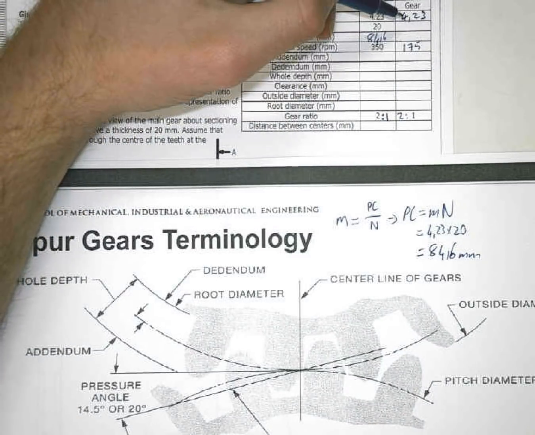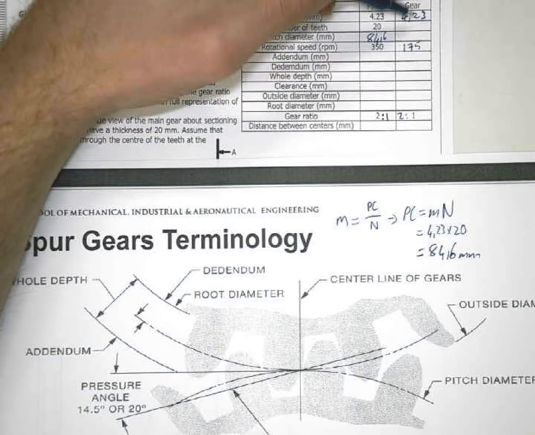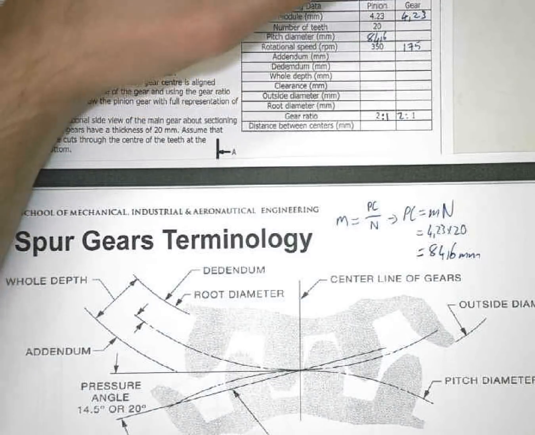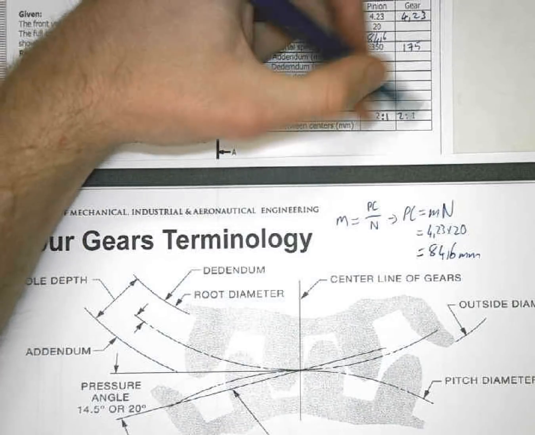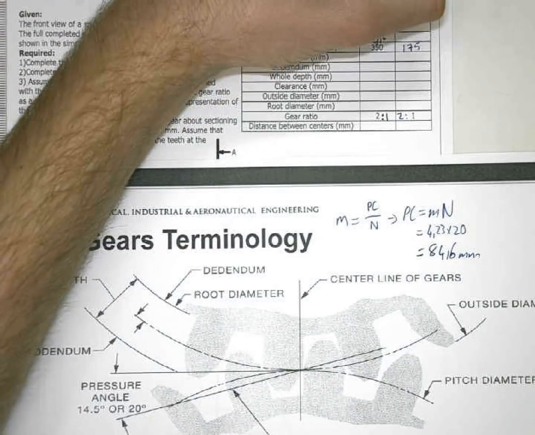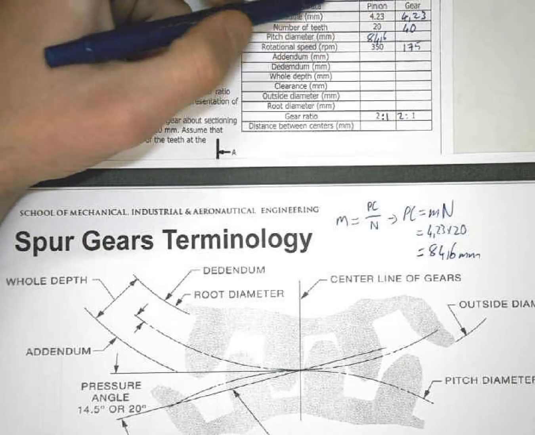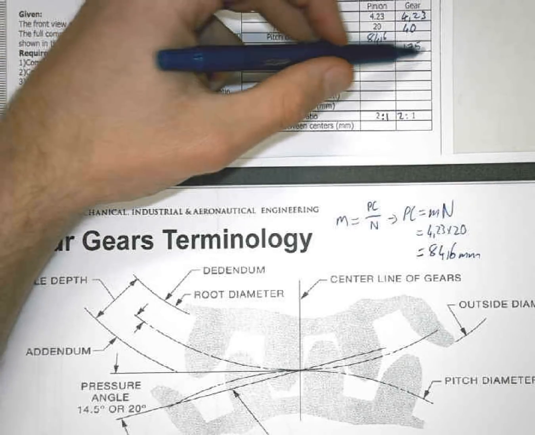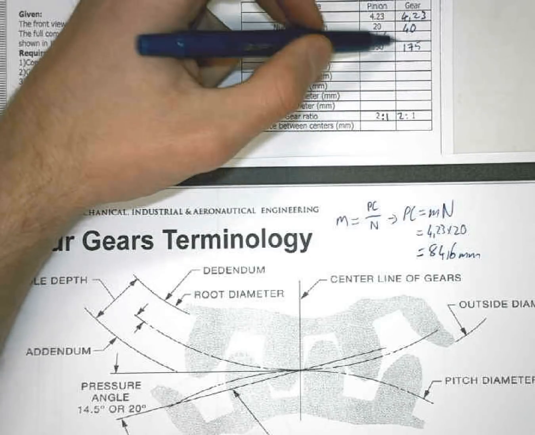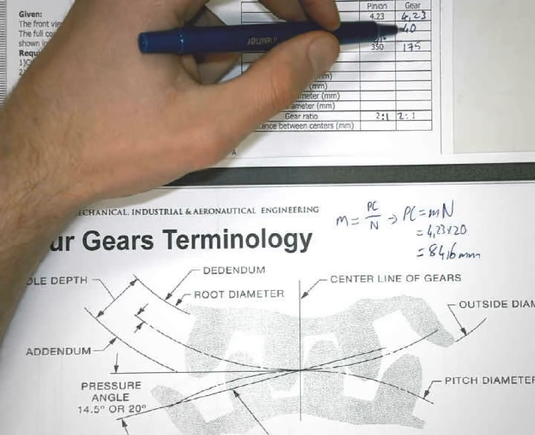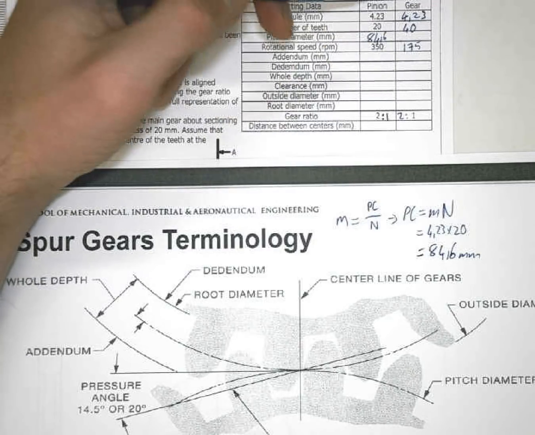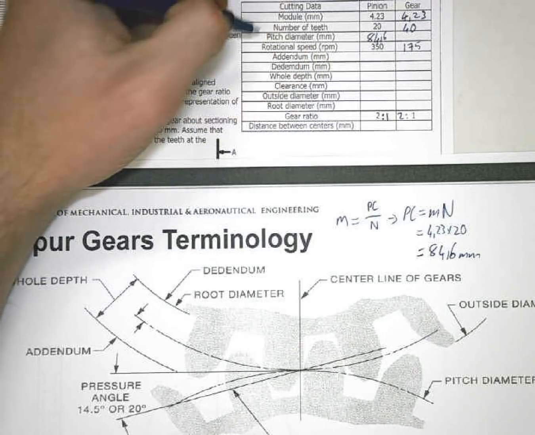Then if we have a look at the corresponding entries for our gear, our number of teeth will be twice as many teeth because we have a gear ratio of 2 to 1. So we'd have 40 teeth on our gear. So our gear is spinning at half the speed but has twice as many teeth. If you have more teeth on your gear compared to your pinion, your gear will spin slower than your pinion.